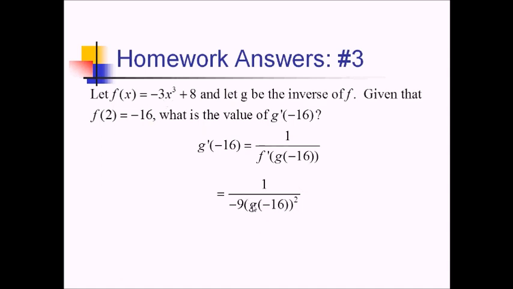Next, what is g of negative 16? Well, that's the input I would have to plug into the f function to get an output of negative 16. Taking a look over here, the only function value they gave us is when I plug 2 into f, I get back negative 16. That means g of negative 16 must be this input of 2. So I can just rewrite this as 1 over negative 9 times 2 squared. So that's negative 9 times 4, so 1 over negative 36.